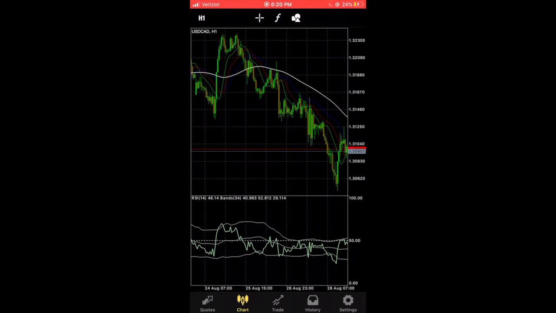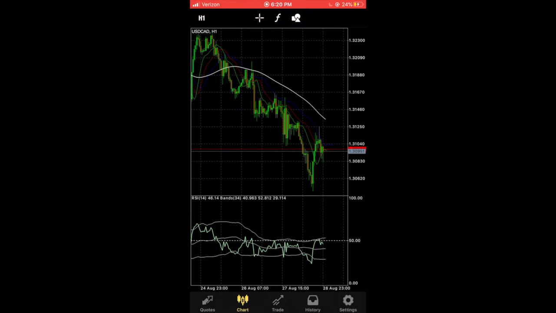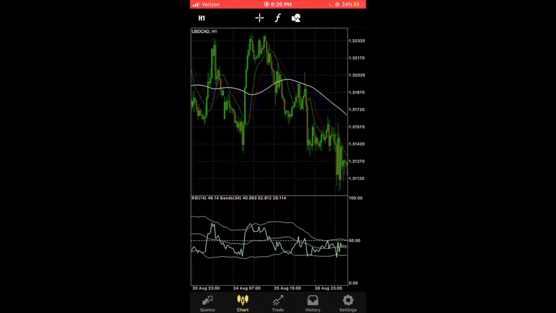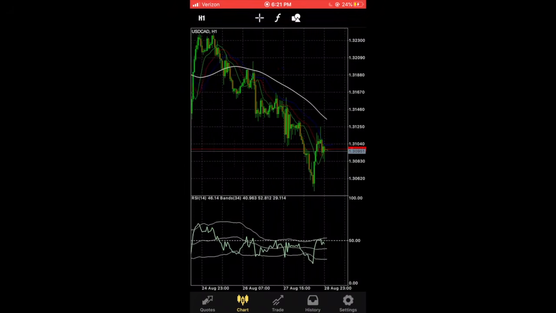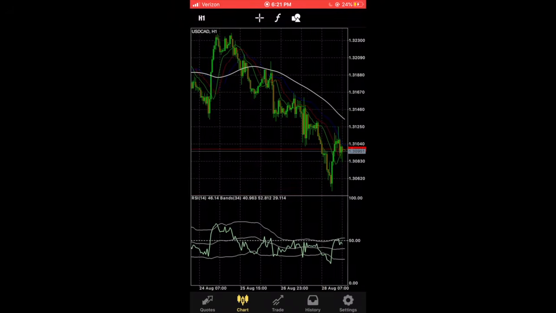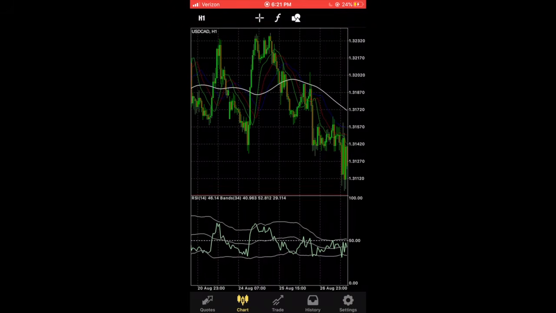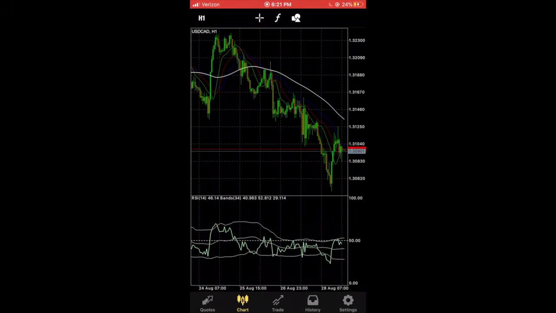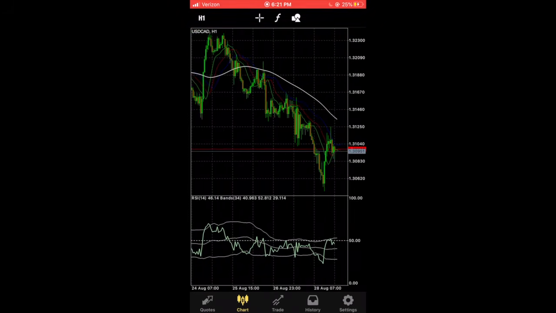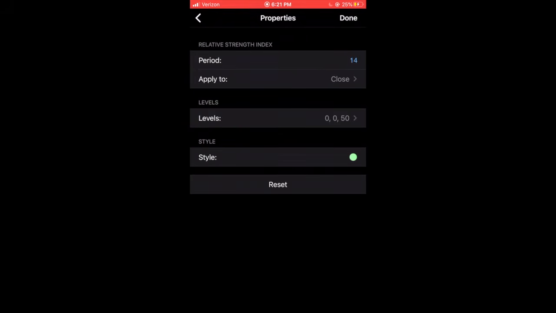What is at the bottom right here is called a custom TDI. You can't have a TDI on the MT4, so you have to make your own. If you haven't seen my shark fin strategy video, that was in my last YouTube video, check that out, and that'll show you how to use this strategy to trade. So how to set up this shark fin strategy with the TDI: you go to your F to apply indicators, apply Relative Strength Index, period 14, apply to close, levels at 50, style does not matter, just something that you can see.